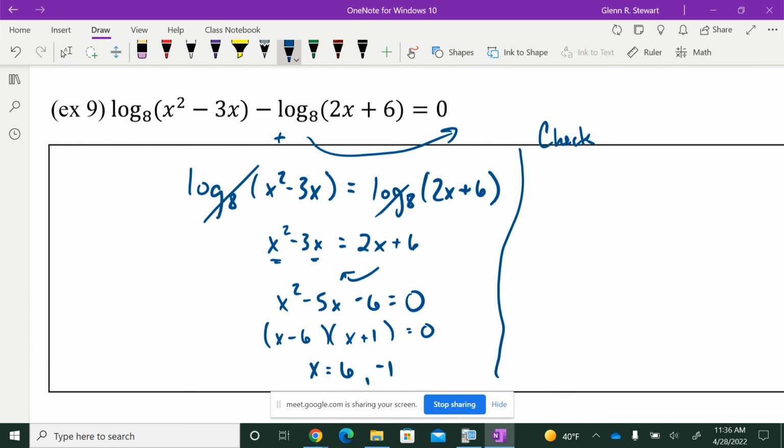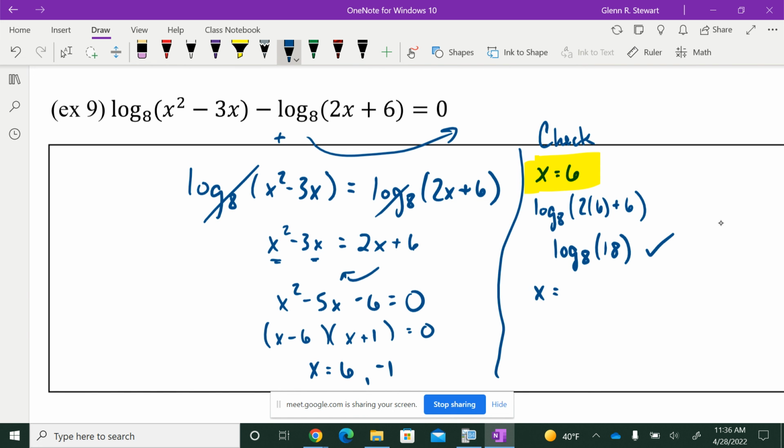Here, let's check our work. Now, because we moved log base 8 of 2x plus 6 over to the opposite side, we could actually just plug it into that one if we wanted to, just to check our answers. So x is equal to 6. Some of you will probably be able to do this in your head. Others might have to kind of work it out. But this will create log of 18. So that works. So that's x is equal to 6 as an answer.